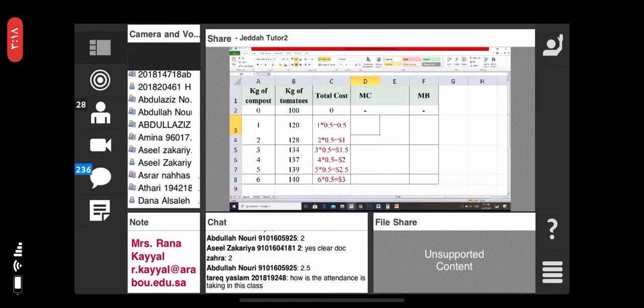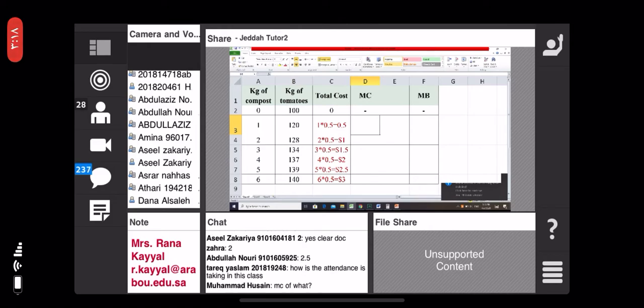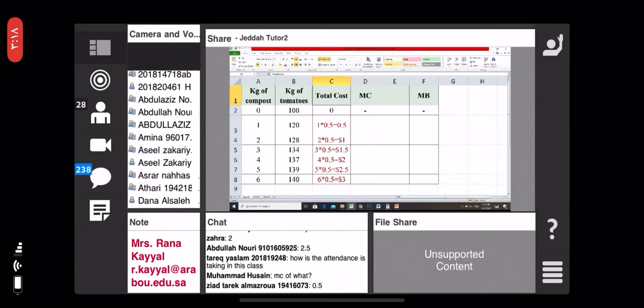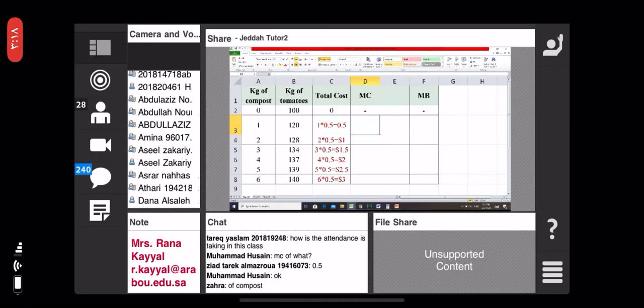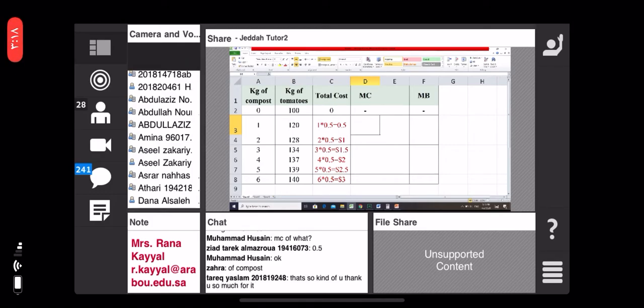Okay, marginal cost. How do we calculate the marginal cost? We said it is the difference in the total cost: 0.5 minus 0, of the total cost that we are having. Total cost of what? Production, of the compost, the input. I'm paying for the input, the raw materials, so I can make my output, the product. So it's the cost I pay for production.